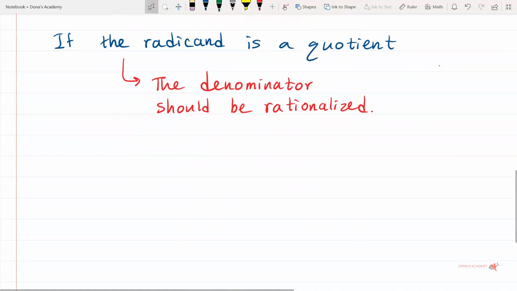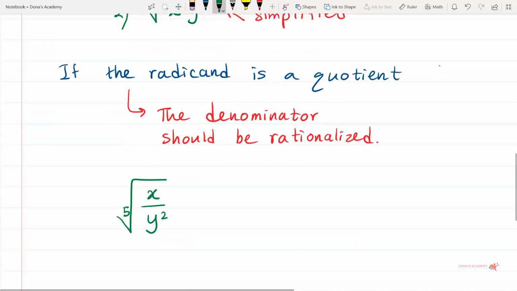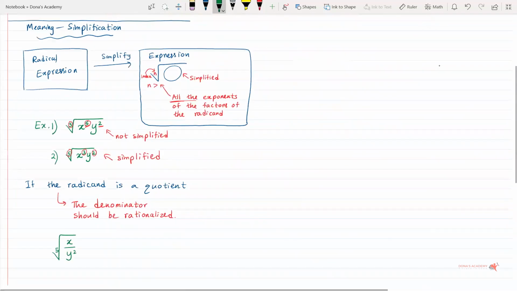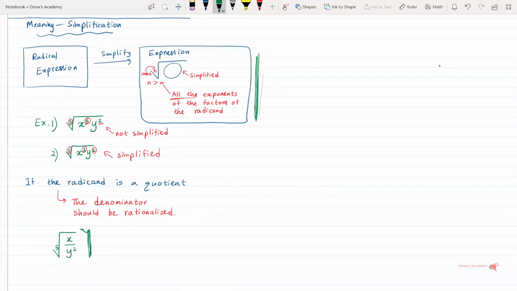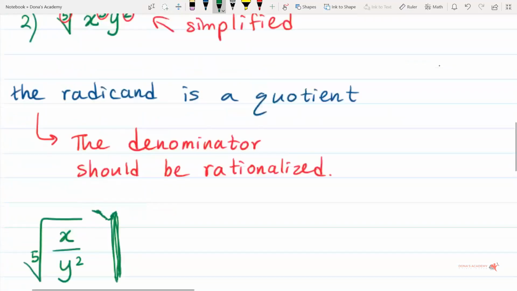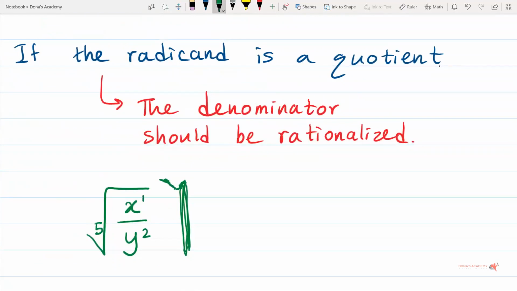So, for example, if you have something like this, the fifth root of x divided by y squared. Now, let's think about the condition we were talking about at the beginning. Does this expression satisfy these conditions? How about simplification of the radicand? It is okay, it is simplified. And how about the index condition? It is also okay, because 5 is bigger than both 2 and 1. 1 means the exponent here is 1. Okay, so we can say that it is simplified.